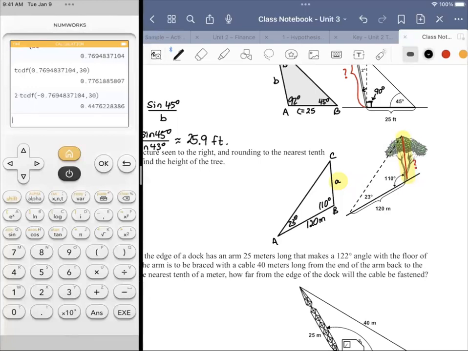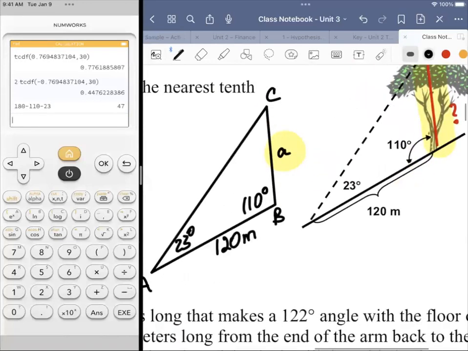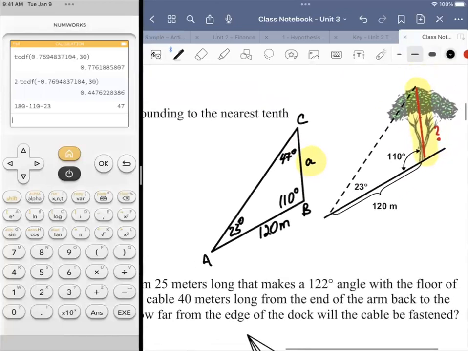Right. So if I have two angles, and bear in mind, if I know two angles in a triangle, I actually know three of them. The last one's indirect. Okay, so I do a quick 180 minus the 110 that we know and the 23 that we know. And that gives me 47 degrees for that remaining angle. I think I said side, I meant angle.